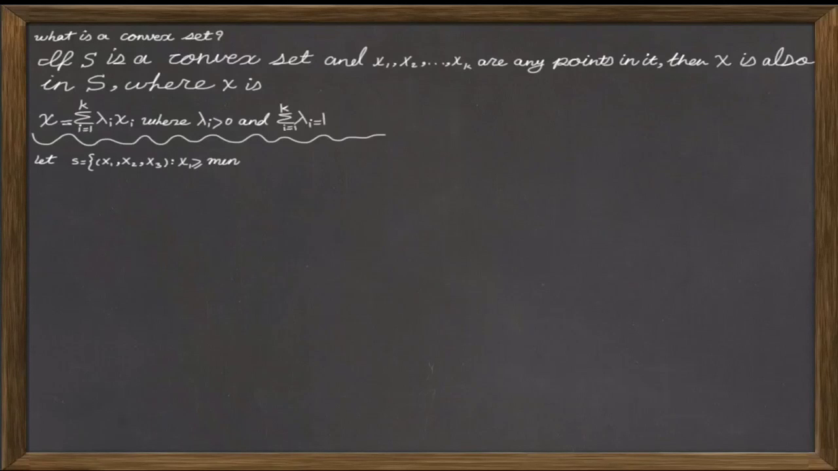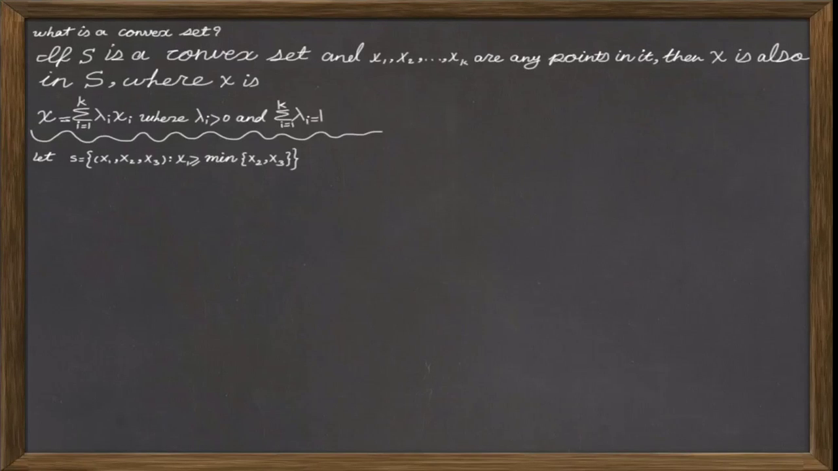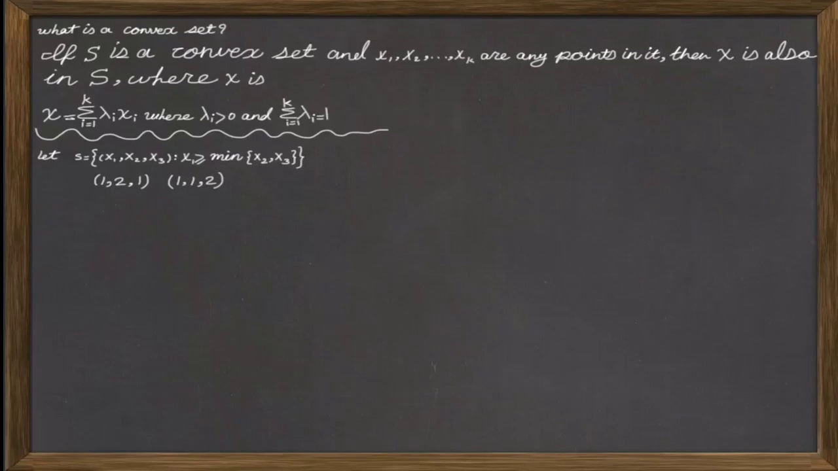Assume we have a definition for space S, and it is a collection of triplets x1, x2, and x3 with a condition that x1 is greater than or equal to the minimum of x2 and x3. Any triplet x1, x2, x3 that satisfies the condition explained here, which is x1 greater than or equal to the minimum of x2 and x3, falls in this space. For example, the points (1, 2, 1) and (1, 1, 2) are both in this space.